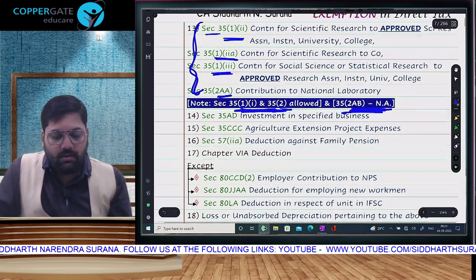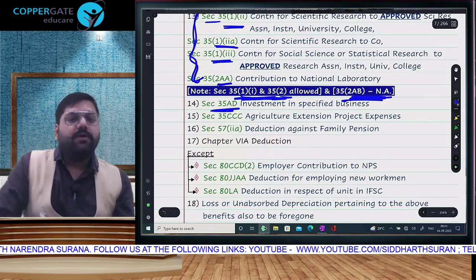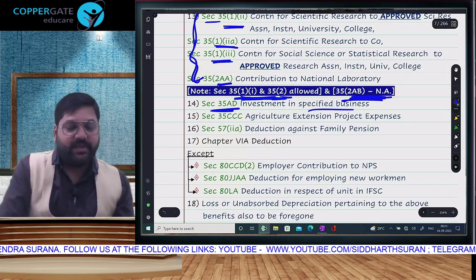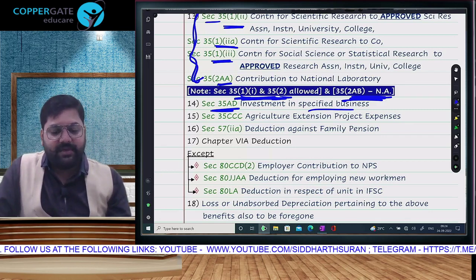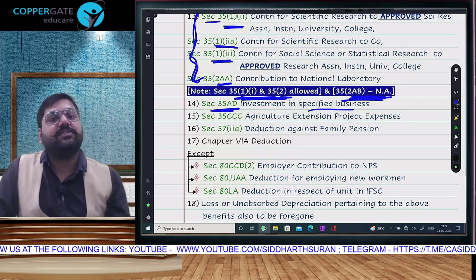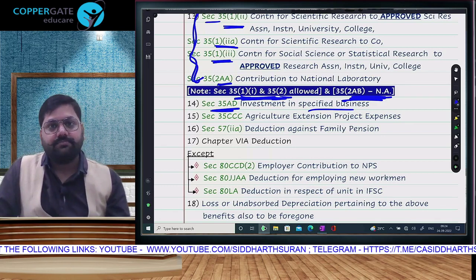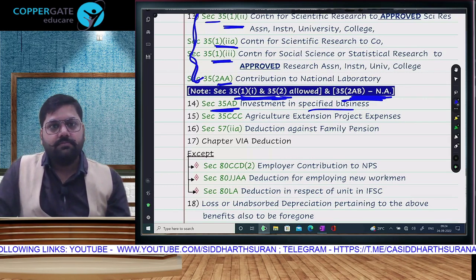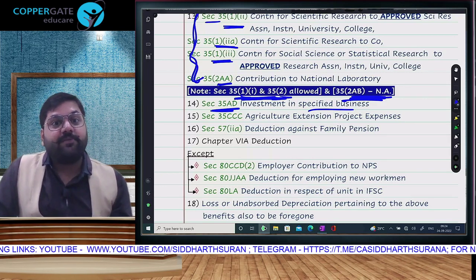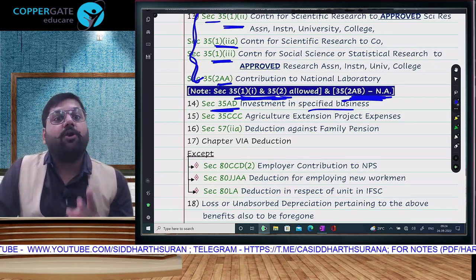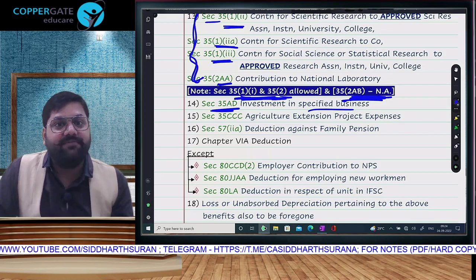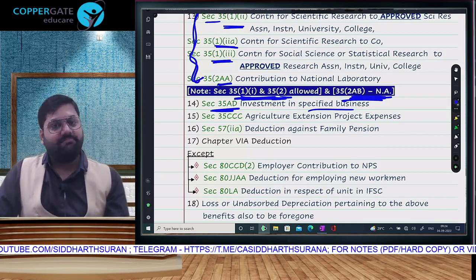Correct? Next, the deduction of 35 AD. We call them specified businesses. One of the most important sections again of the PGBP chapter. There are 14 businesses given. They have given a list of businesses: warehousing of agriculture produce, cold chain facility, production of fertilizers, hotel of 2-star and above category, hospital with minimum 100 beds. Such 14 businesses are given.